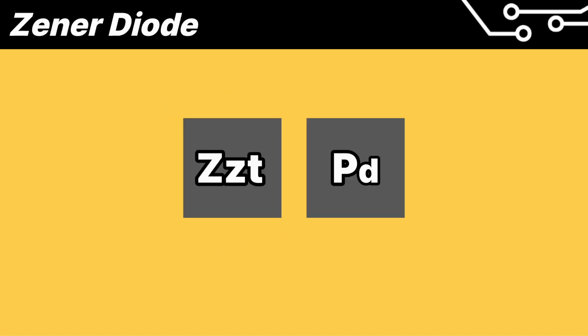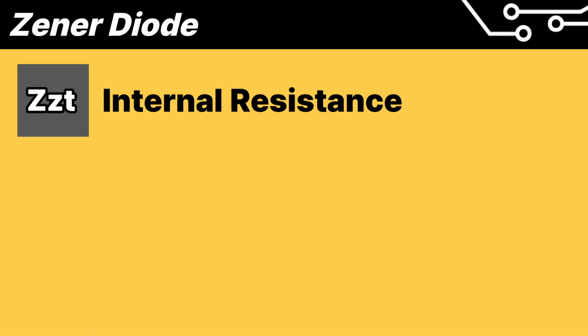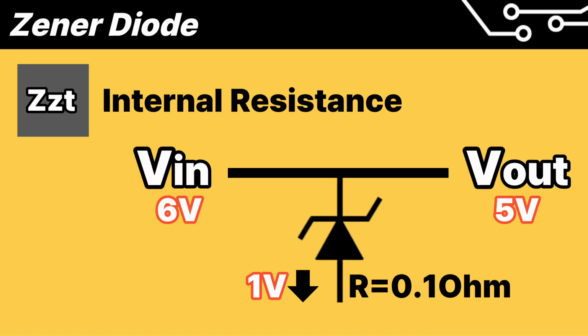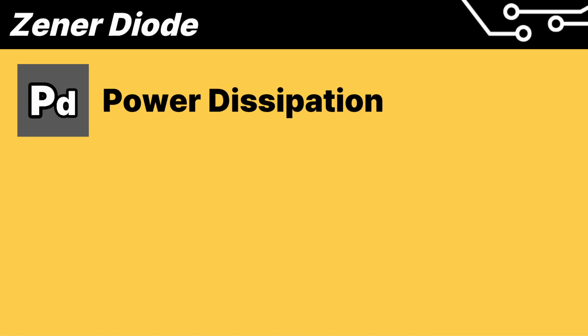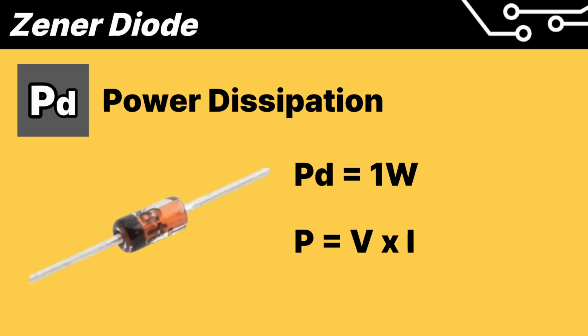Finally, terms related to heat and resistance. ZZT is the internal resistance. It is the internal resistance value when the Zener diode is operating. PD is the power dissipation. Like resistors, the allowable power is indicated, such as 1W.